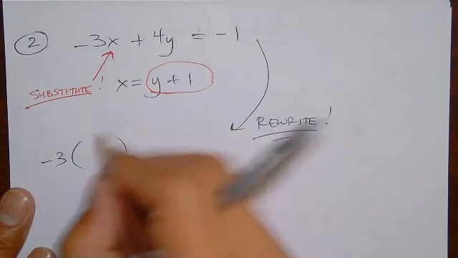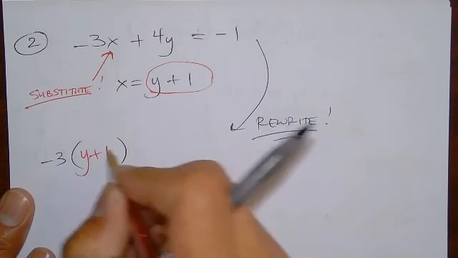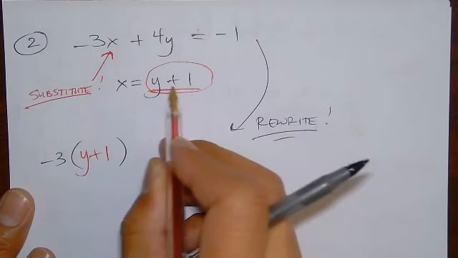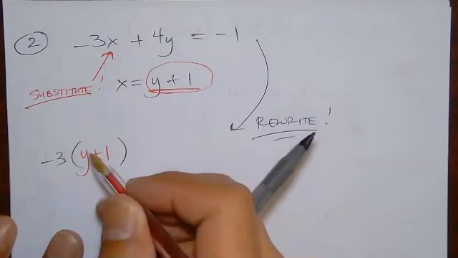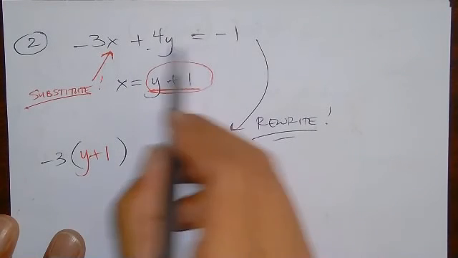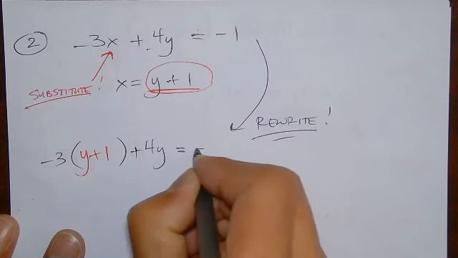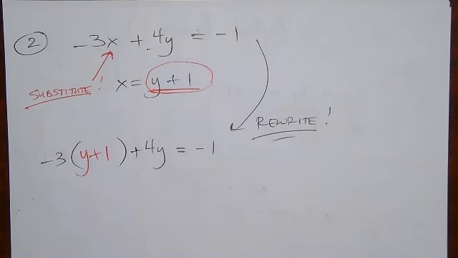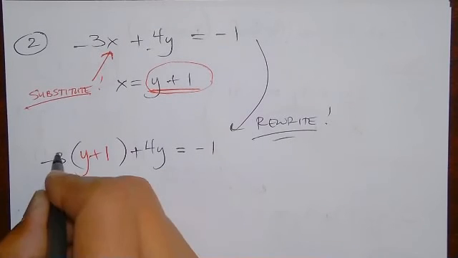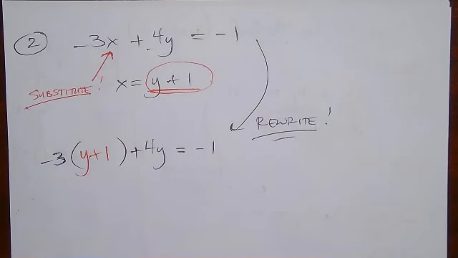-3, and I'm going to put an open parentheses and substitute what? Just this part, just what it says, x is equal to y plus 1, you put it there. And then make sure you copy the rest correctly, right? Plus 4y equals -1. Yeah.